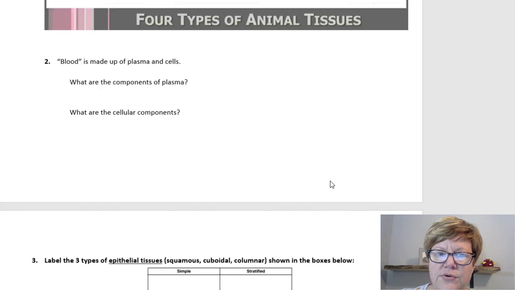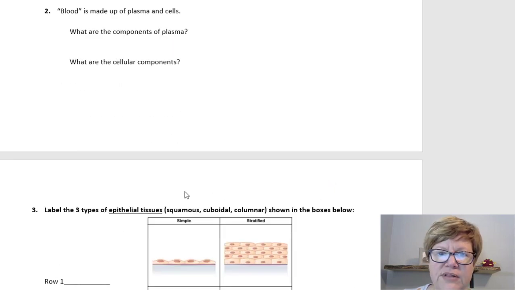All right, then we go into blood. Blood is made up of plasma and cells. What are the components of plasma? Remember, plasma is the water-based part, and it has some dissolved proteins, and it has salt and different electrolytes in it. The different proteins in it are the globulins, immunoglobulins, also called antibodies.